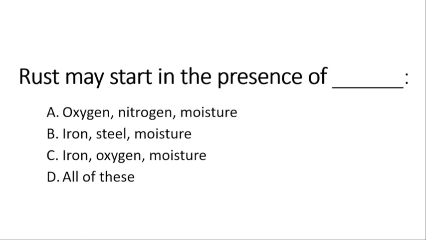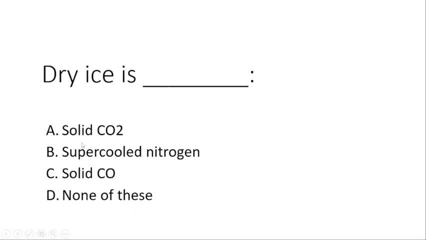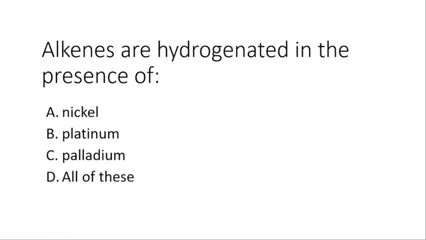Rust may start in the presence of, and the correct answer is iron, oxygen and moisture. Rust is a condition which degrades iron into its oxides, but it needs oxygen and moisture to trigger rust. Dry ice is solid carbon dioxide. Alkenes are hydrogenated in the presence of nickel, platinum, palladium. All of these may be used for the hydrogenation of alkenes.